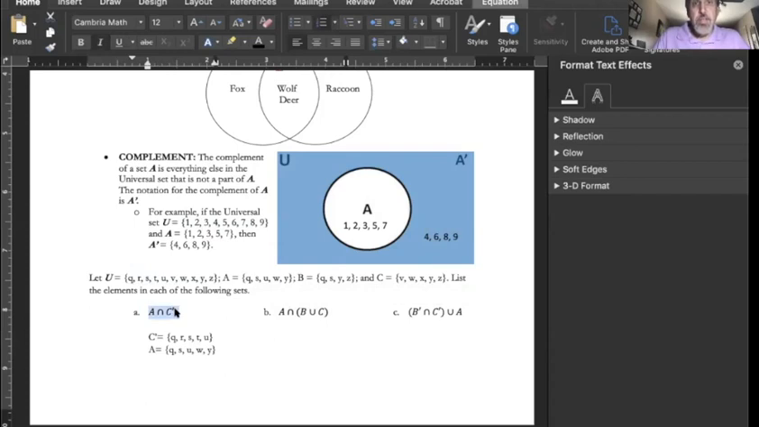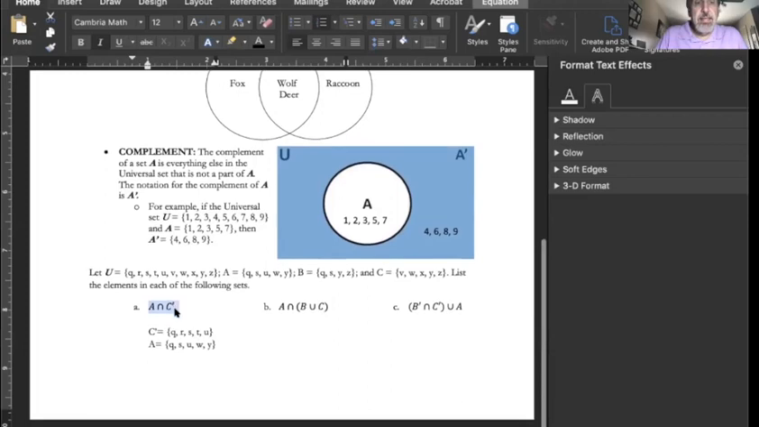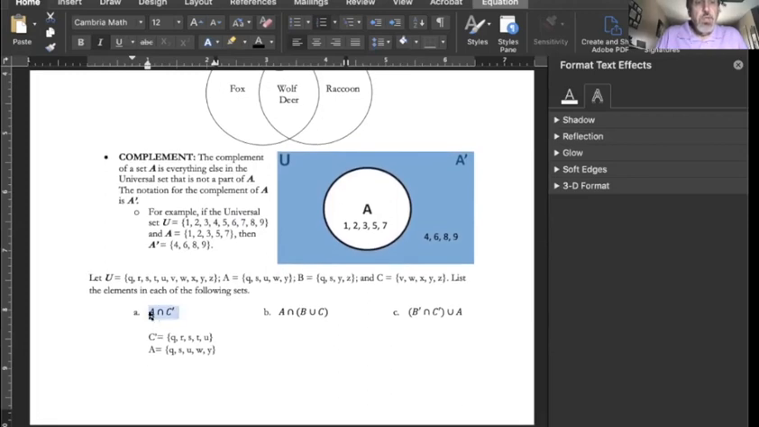Again, these are operations. Intersections and unions are operations. Much like addition, subtraction, multiplication, and division are operations of arithmetic, unions and intersections are operations of sets. Okay? So we're going to look at A intersects C complement.